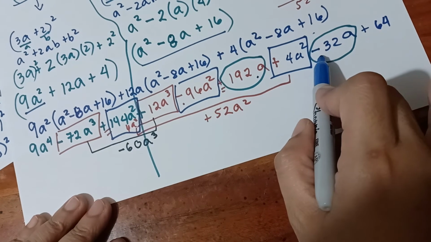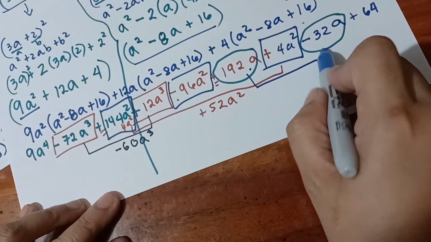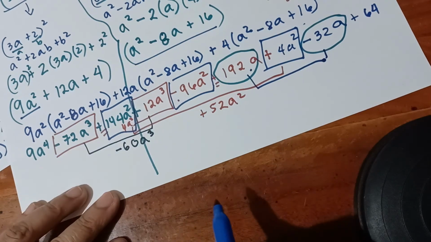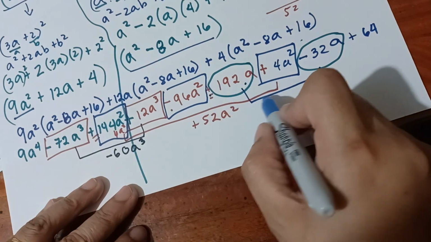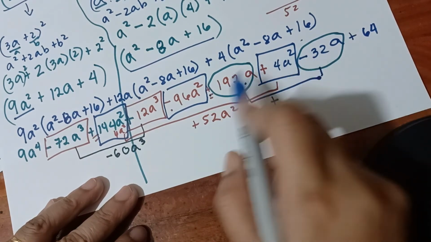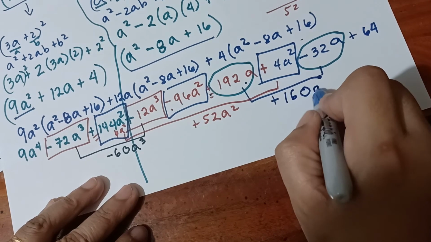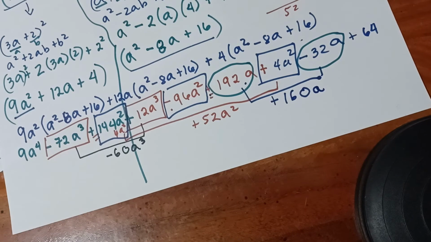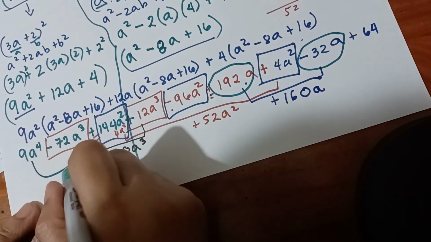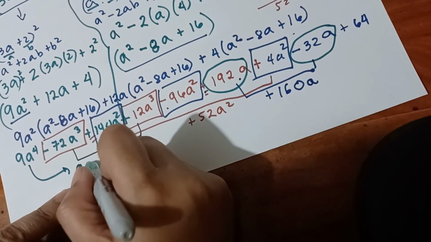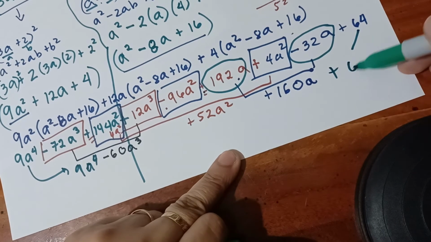Okay? And next, the last is yung 192a at negative 32a. So, positive at negative. So, again, you are going to subtract. Okay? But since the sign of the bigger number is positive, so magiging plus yan. So, 2 minus 2 is 0. 9 minus 3 is 6. So, 160a siya. And then, the rest, i-copy mo na lang. So, ano yung mga i-copy natin dito? It's the 9a raised to the fourth power at yung plus 64.